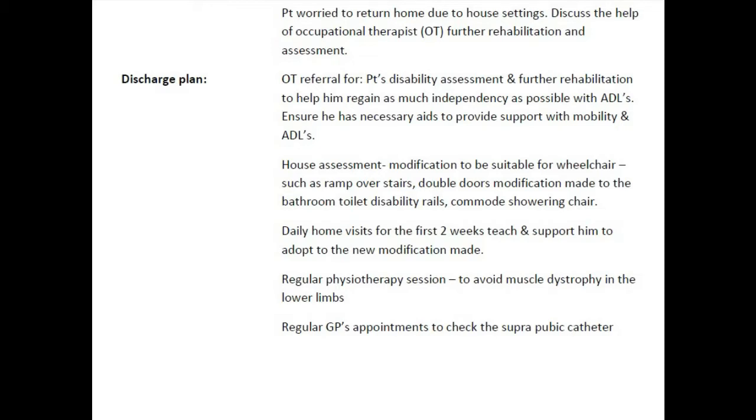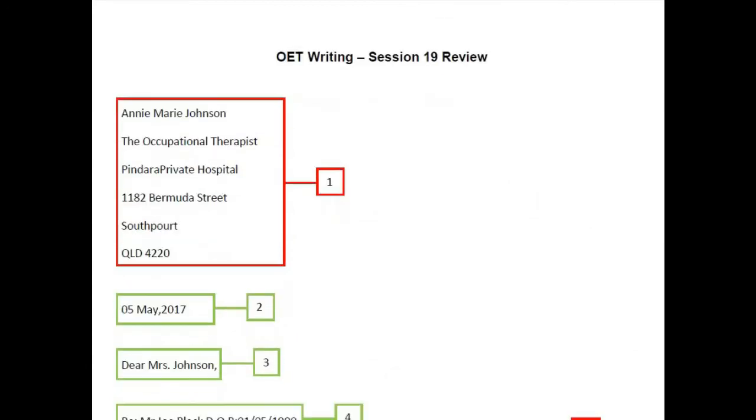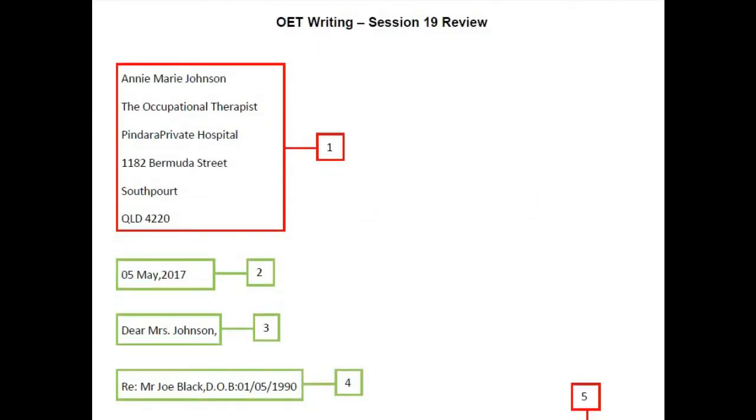Now let us see how we can write a letter with the help of a sample letter written by a candidate from India. The address written is correct, but the writer has not used any salutation in front of the name of the occupational therapist, Miss Annie Mary Johnson, which is not appreciated. The date written is perfect. In the salutation, the writer has used a title in front of the name, which is perfect, and the reference is also written perfectly.